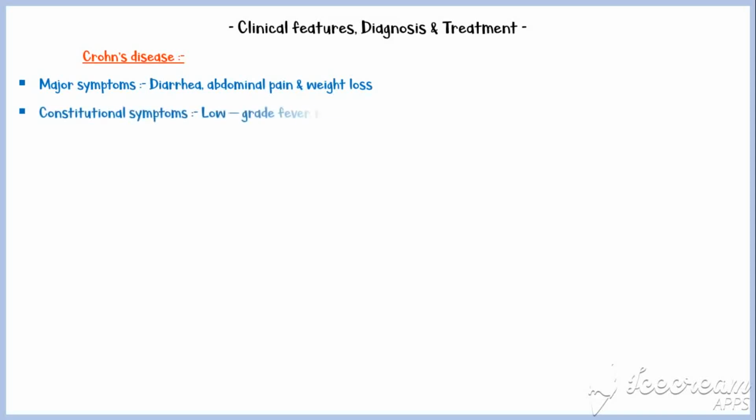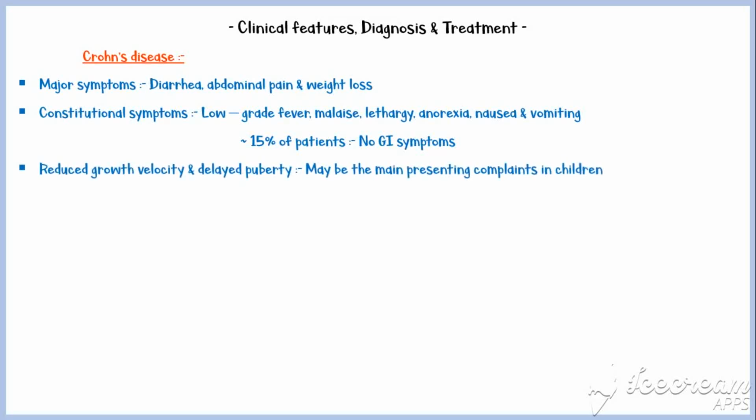Major symptoms include diarrhea, abdominal pain, and weight loss. Constitutional symptoms like low-grade fever, malaise, lethargy, anorexia, nausea, and vomiting may also be seen. And in about 15% of patients with constitutional symptoms, there are no gastrointestinal symptoms. Reduced growth velocity and delayed puberty may be the main presenting complaints in children.